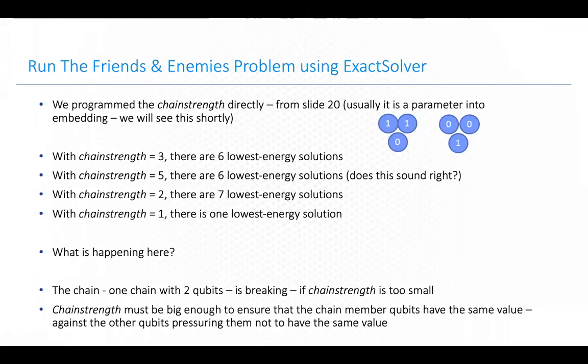And what is happening here is that, remember when I put that chain strength in there, I had bound 2 of the qubits to have the same value. And it turns out that if chain strength is too small, then the chain is going to break, and the qubits will not have the same value. So chain strength has to be big enough to ensure that the chain member qubits have the same value. And in a little while, I'll go over exactly some rules of thumb you can check chain strength in to give you a start on it.